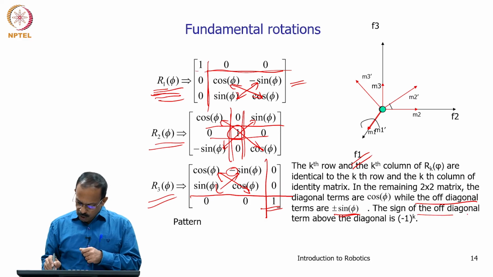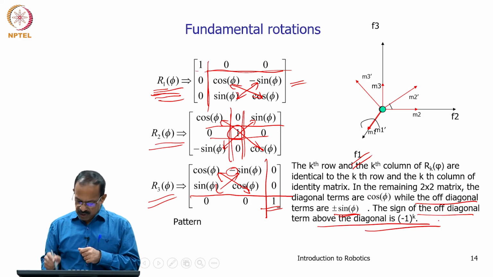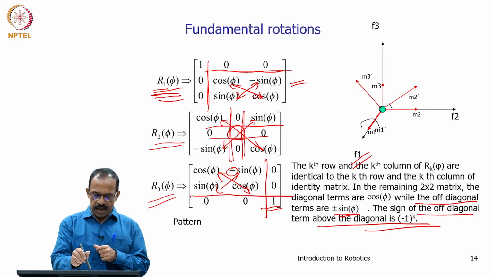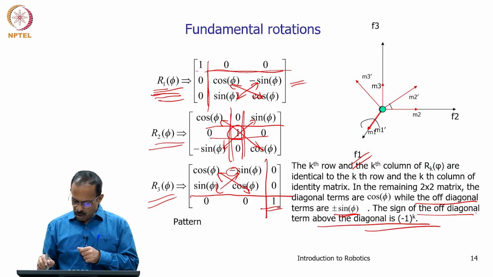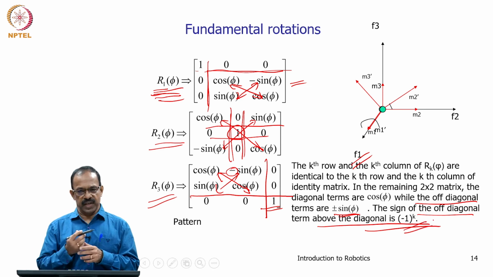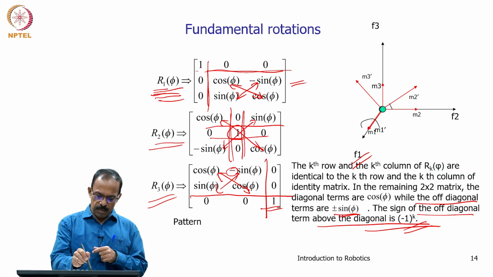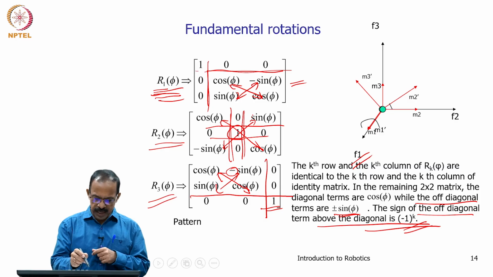And the sign of the off diagonal above the diagonal is minus 1 to the power of k. So, if you have a sin phi here, the sign of the off diagonal term above the diagonal is minus 1 to the power of k. So, it is minus 1 to the power of 1, minus 1 to the power of 2, minus 1 to the power of 3. So, you will get minus sign, minus, plus, minus.